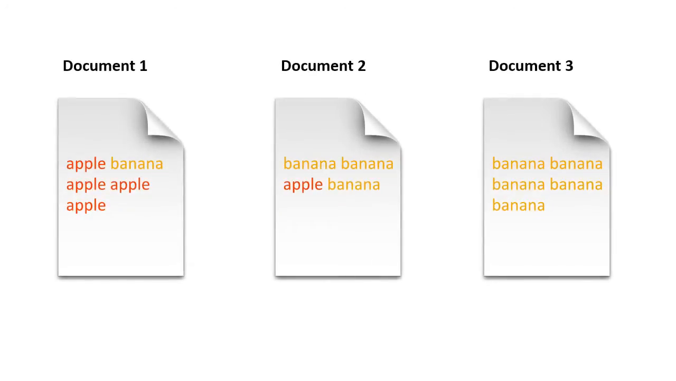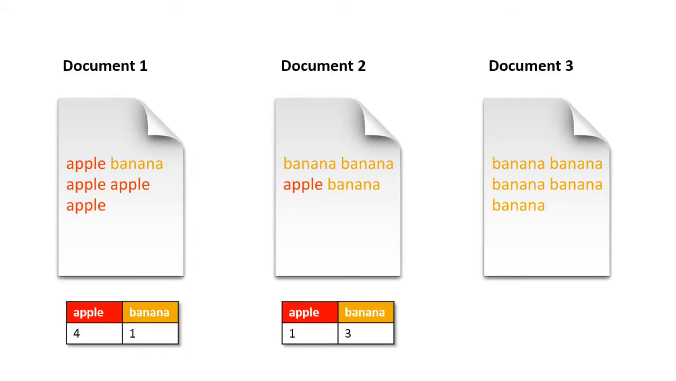Imagine we have a very simple document collection that contains only two words, apple and banana. What we do is, we let our computer count the frequency of each word in each of our documents. For example, document 1 mentions apple 4 times and banana only once. In document 2, apple occurs only once and banana 3 times. And document 3 does not contain the word apple at all.